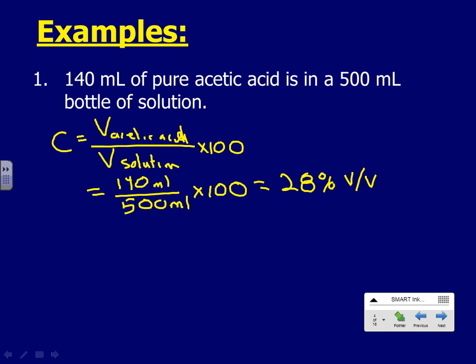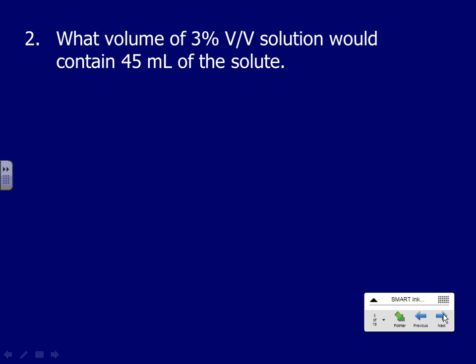Let's now try to calculate some of the other values. Are we good to go? No, we're not good to go. We are good to go. Yes, we are. All right. Example 2.